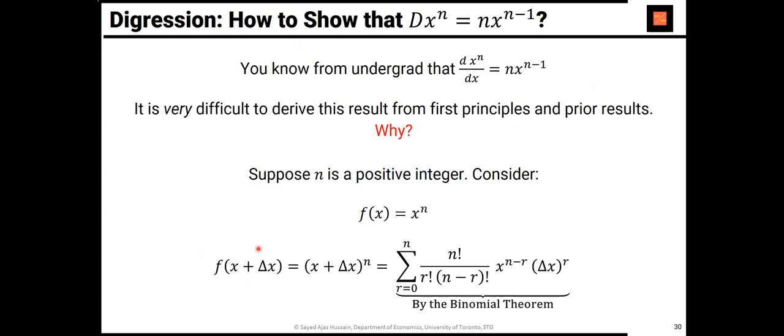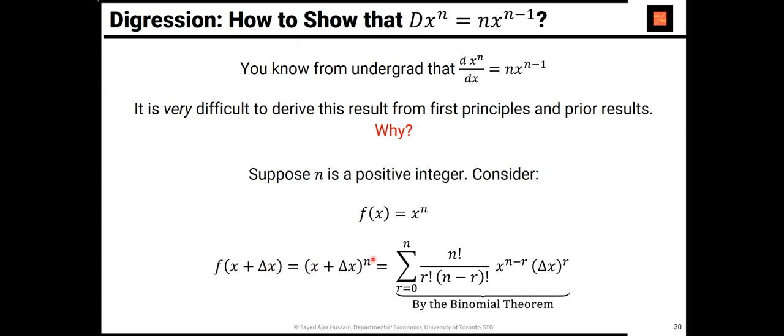Incidentally, I just want to motivate you as to how lucky we are that we're not asking you to do things from first principles. Because if somebody did want you to show that the derivative of x to the power n is n times x to the power n minus 1, how would you do it from first principles? Well, you would start with the basic function. You would increase x by a tiny amount, right?